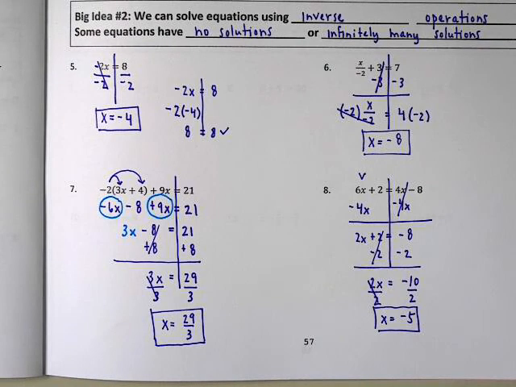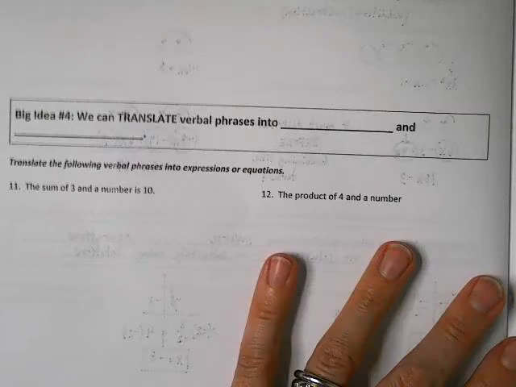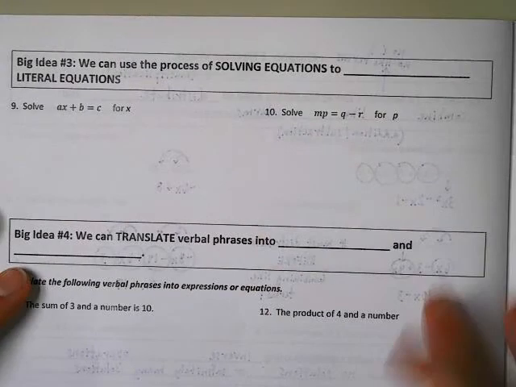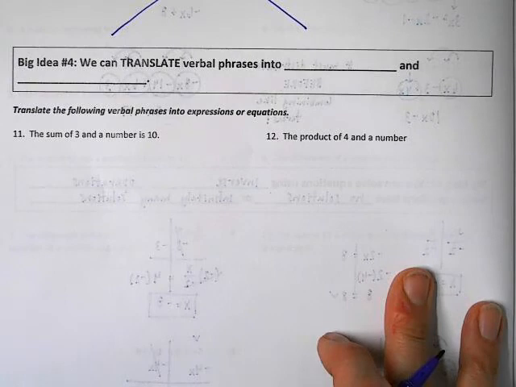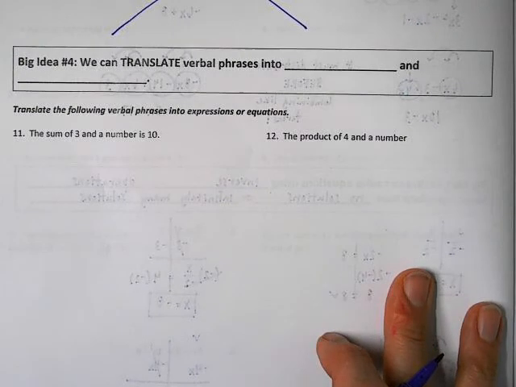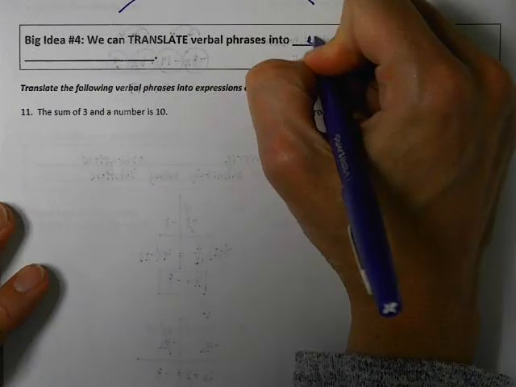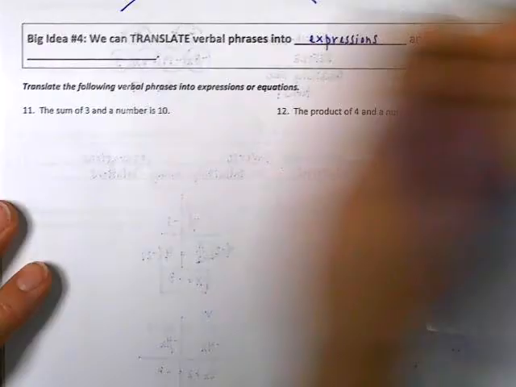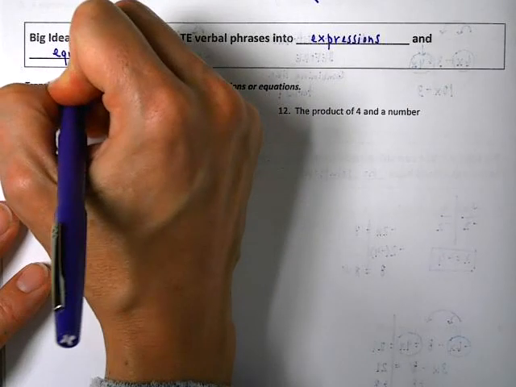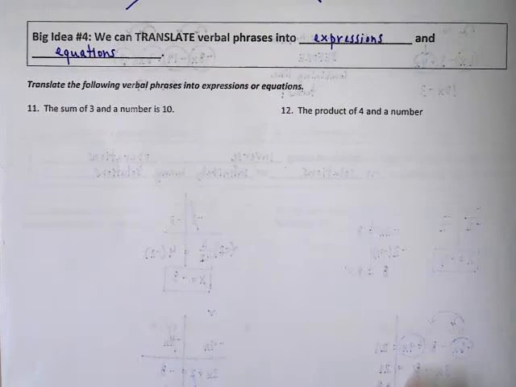Okay. Let's flip over and we'll cover the last big idea. Now, we actually didn't do big idea number 3, so we're going to cross that off. The last thing we need to talk about is the idea of translating verbal phrases into expressions and equations. So using all those keywords that we had from that table.